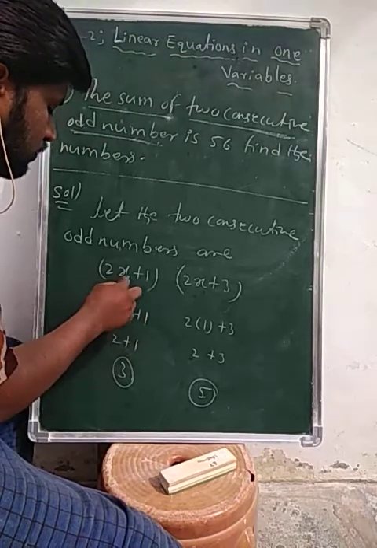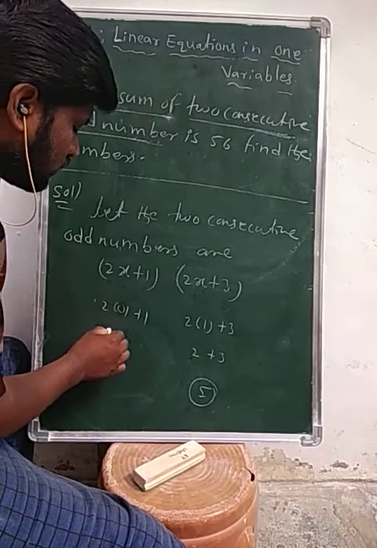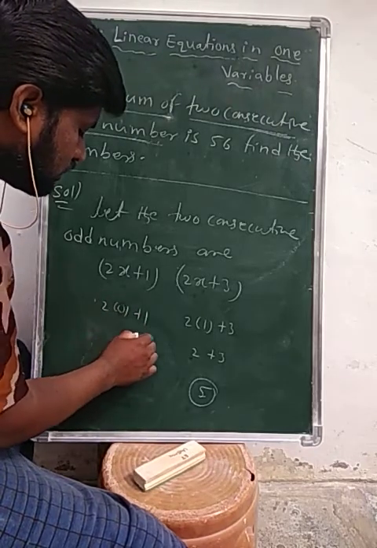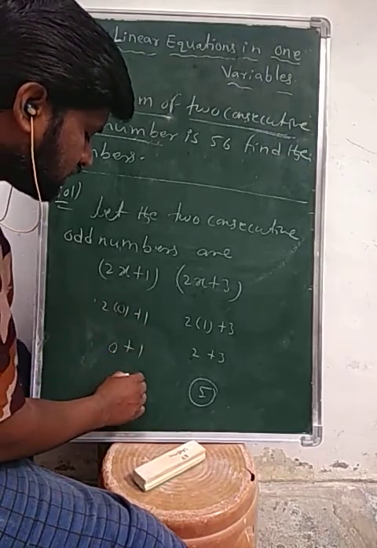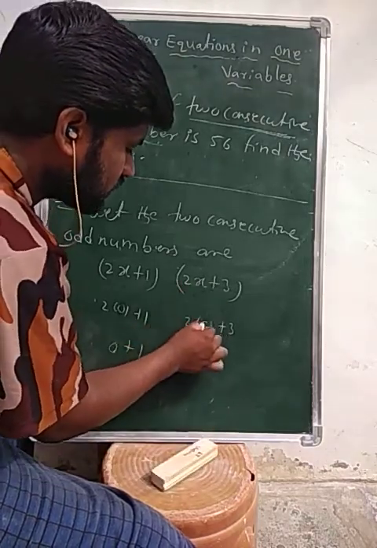Similarly, if you take in the place of x, 0, then what do we get? 2 zeros are 0 plus 1, that is 1. Okay, again you take in the place of x, that is 0.